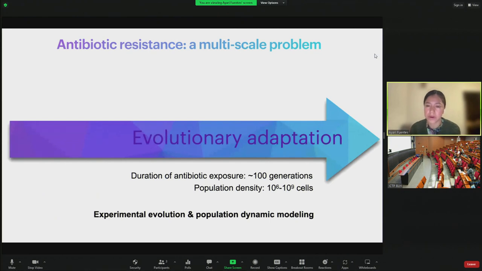The second part of the talk is going to be about evolutionary adaptation. I mean evolutionary adaptation because the time scale is going to be much longer, and it's going to be enough for mutations to actually fix in the populations, which is not the case in the first part of the talk. So this is about 100 generations, and the population density is about millions or hundreds of millions.